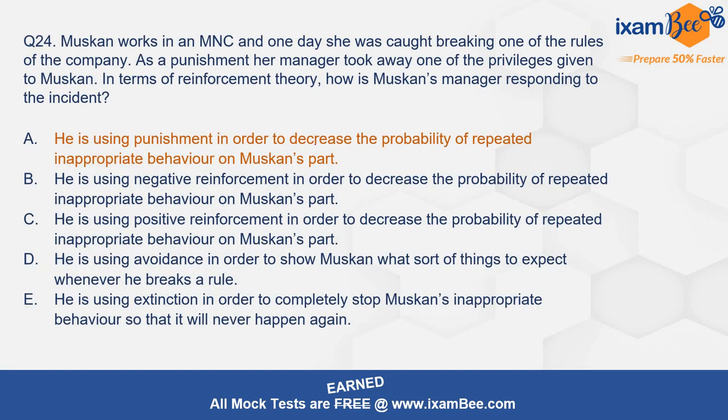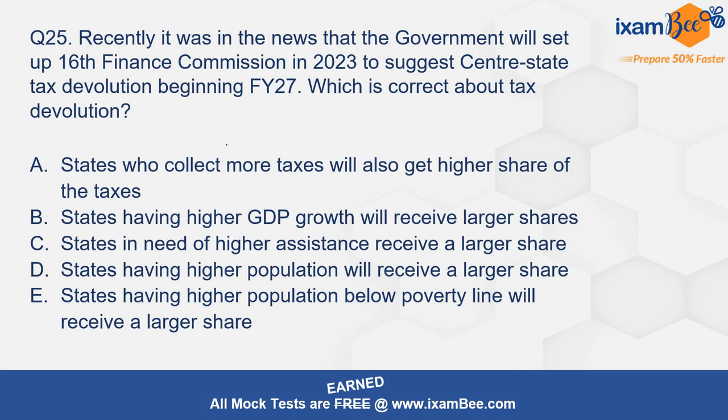So in this case, Muskan's boss is using punishment in order to decrease the probability of repeated inappropriate behavior on Muskan's part. Here, punishment is removing the privilege. That privilege may be some Sodexo coupon or maybe some extra leave or some allowances, right? So this has been removed. So punishment is being given. Don't get confused with negative reinforcement here.